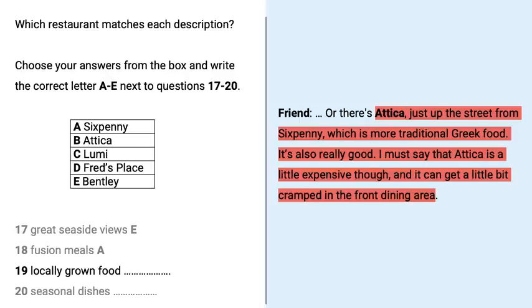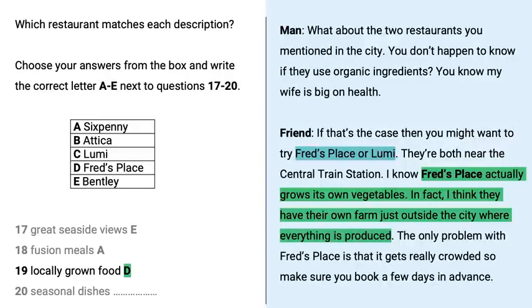You'll notice that there are 6 restaurants, but only 5 descriptions. So one of the restaurants will not be used, and that one is Attica. There will be no B here. So where's the locally grown food? Was it Fred's Place or Lumi? Well, Fred's Place actually grows its own vegetables. In fact, I think they have their own farm just outside the city where everything is produced.